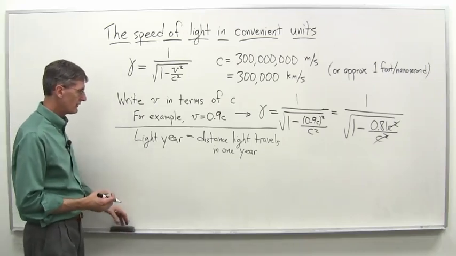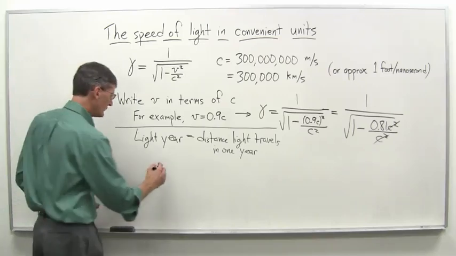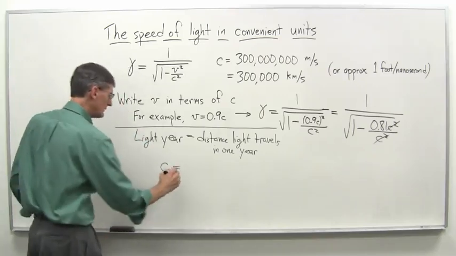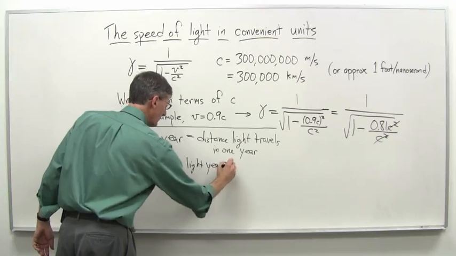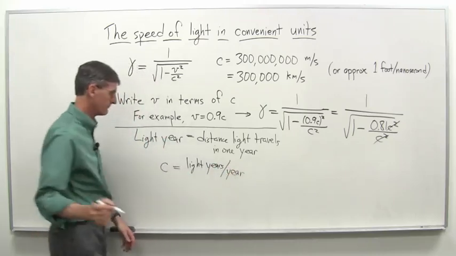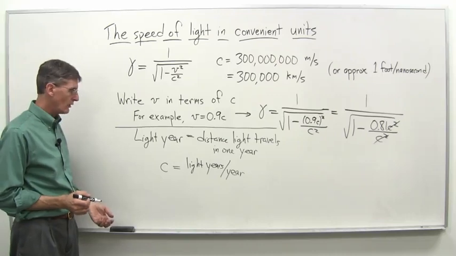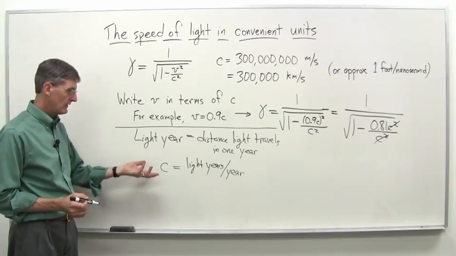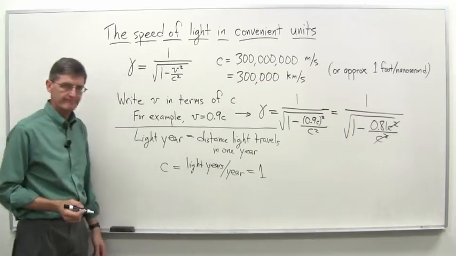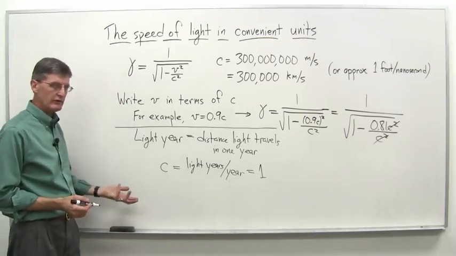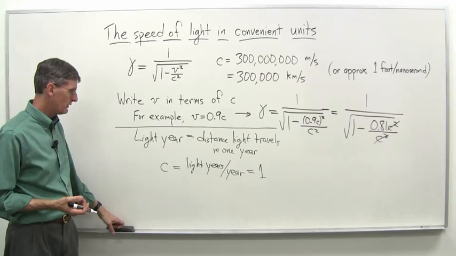So a light year is the distance light travels in 1 year. And note what the units become in terms of c. So c literally is just light years per year. By definition, it's the number of light years it travels in 1 year. That is c, and in these units, it's just 1. c travels 1 light year per year by definition of a light year, the distance light travels in 1 year.